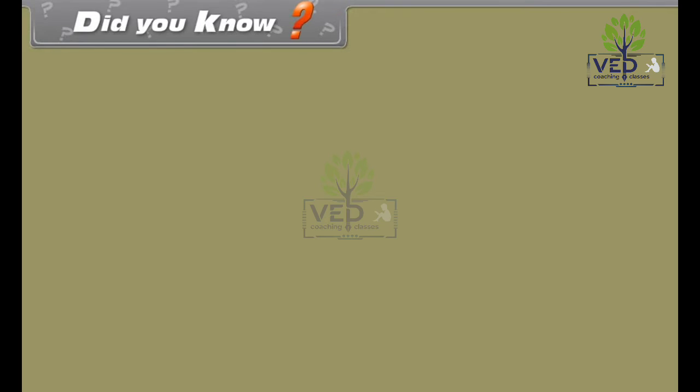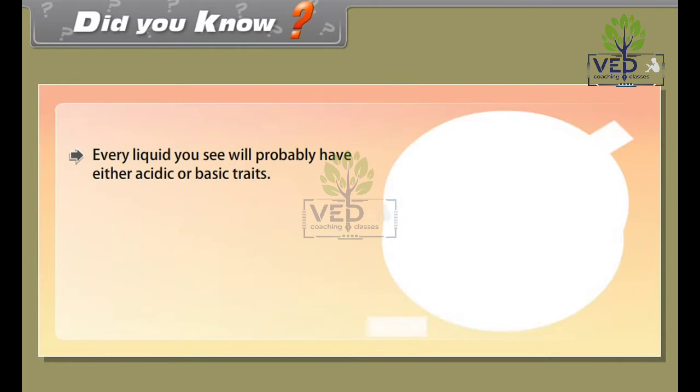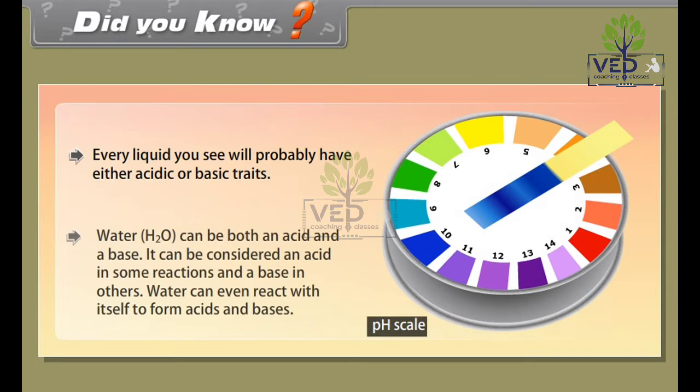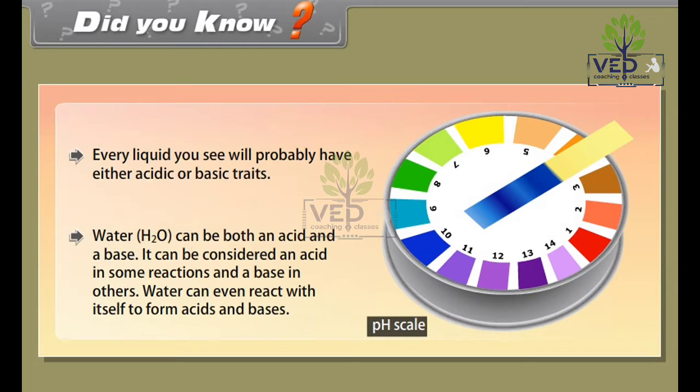Did you know? Every liquid you see will probably have either acidic or basic traits. Water, H2O, can be both an acid and a base. It can be considered an acid in some reactions and a base in others. Water can even react with itself to form acids and bases.